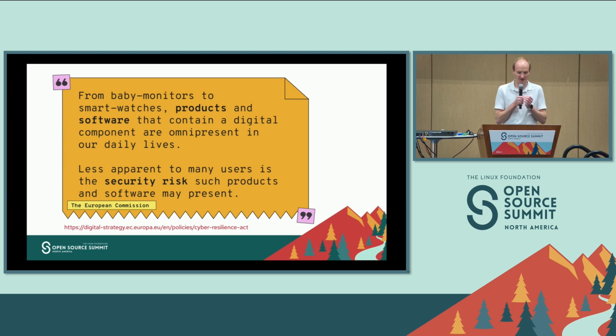This is from the European Commission official publications, from baby monitors to smartwatches to smart locks and everything. The products and software that contain digital components are in our lives, right? And there are security risks, as we could imagine. And me, as a security nerd, of course, I'm well aware of that, but probably not everybody pays attention to this, specifically manufacturers and distributors of these products. So that's been recognized by the European Commission as well.